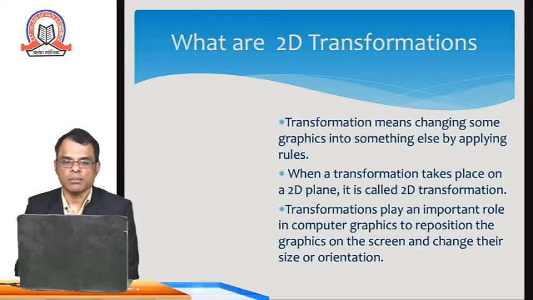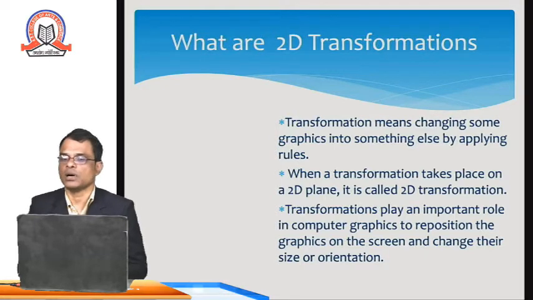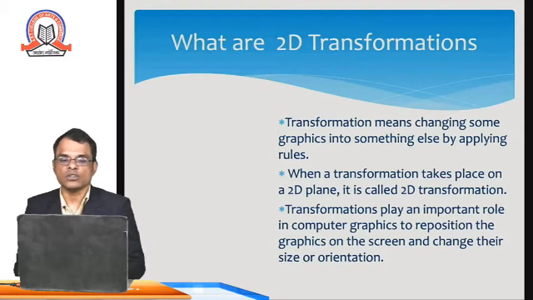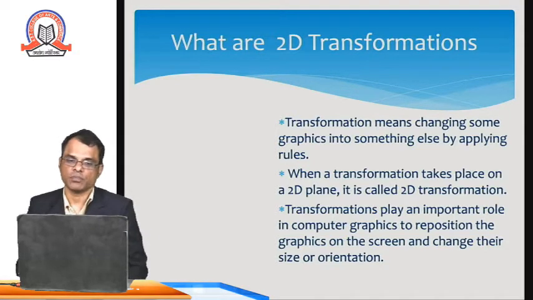Transformation plays an important role in computer graphics to reposition the graphic on the screen and change their size or orientation. So basically, a transformation changes the position of the graphics or it changes their size or orientation.